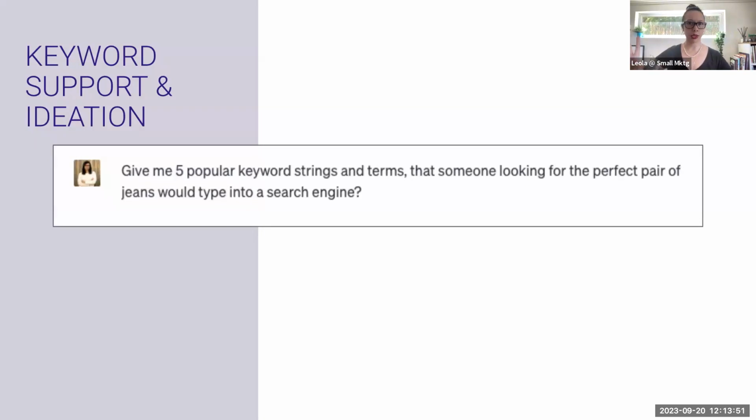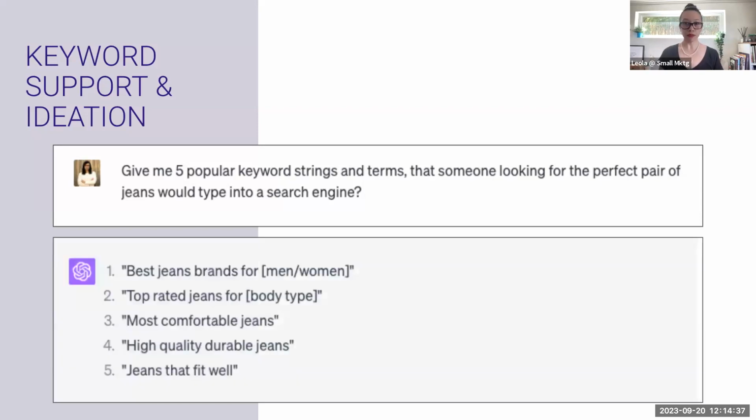All right, so keyword support and ideation. Sorry that it's a little bit blurry. I've just copied and pasted literally what I've written into ChatGPT. I've written nothing beforehand, so ChatGPT has no previous context, and I'm just showing you what I've written and its results. I've just chosen some random product, a perfect pair of jeans. So I've written there, give me 5 popular keywords, strings, and terms that someone looking for the perfect pair of jeans would type into a search engine. This is great for things like writing blog posts. So for example, for SEO, for writing blog posts, or for determining keywords for your ads, if you wanted to target your audience in terms of ads.